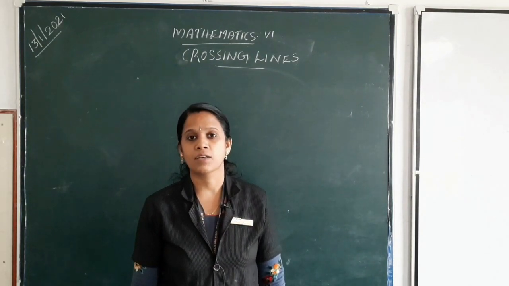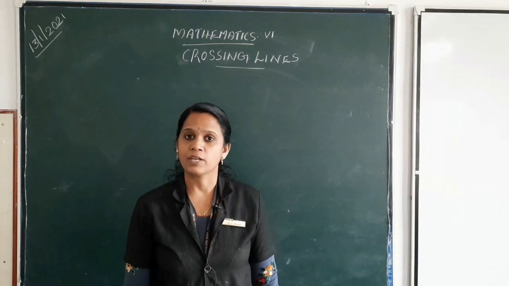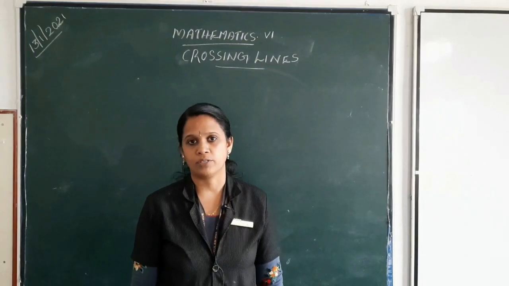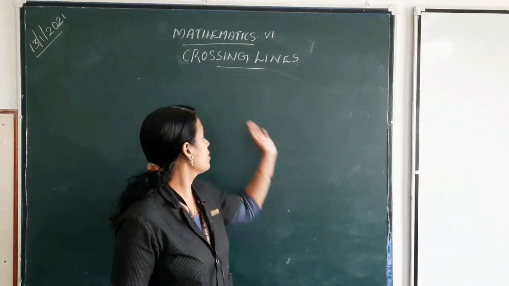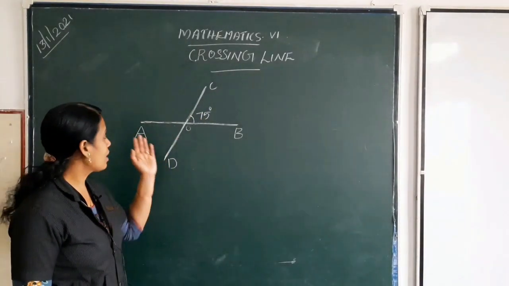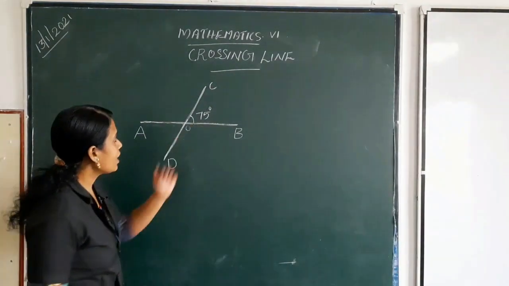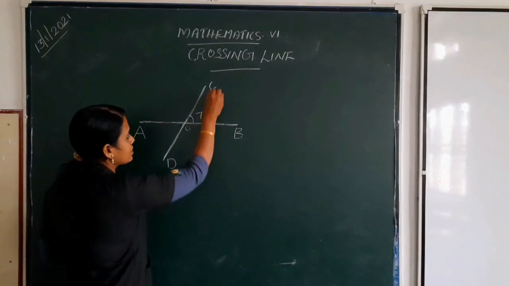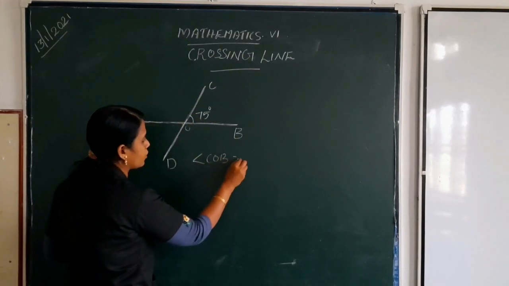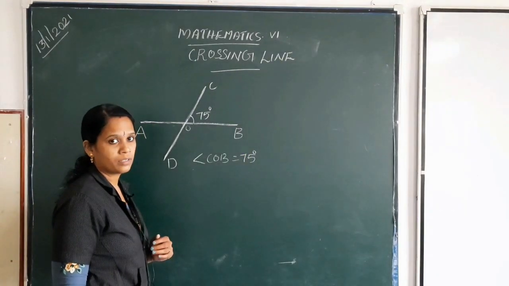In the previous class, we learned joining angles, two sides and meeting lines, so on. Today let us learn more about it. Our next topic is crossing lines. Line CD crosses line AB. Here angle COB is equal to 75 degree.